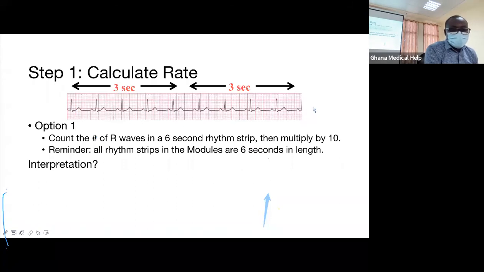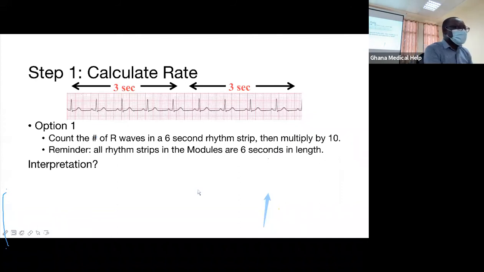And so if you count that 6-second rhythm, typically you only need to know how many R waves are in that, and then you multiply by 10. Very simple. So if we are going to look at this one, the number of boxes that we have, the number of R waves that we have in here, what's our interpretation?